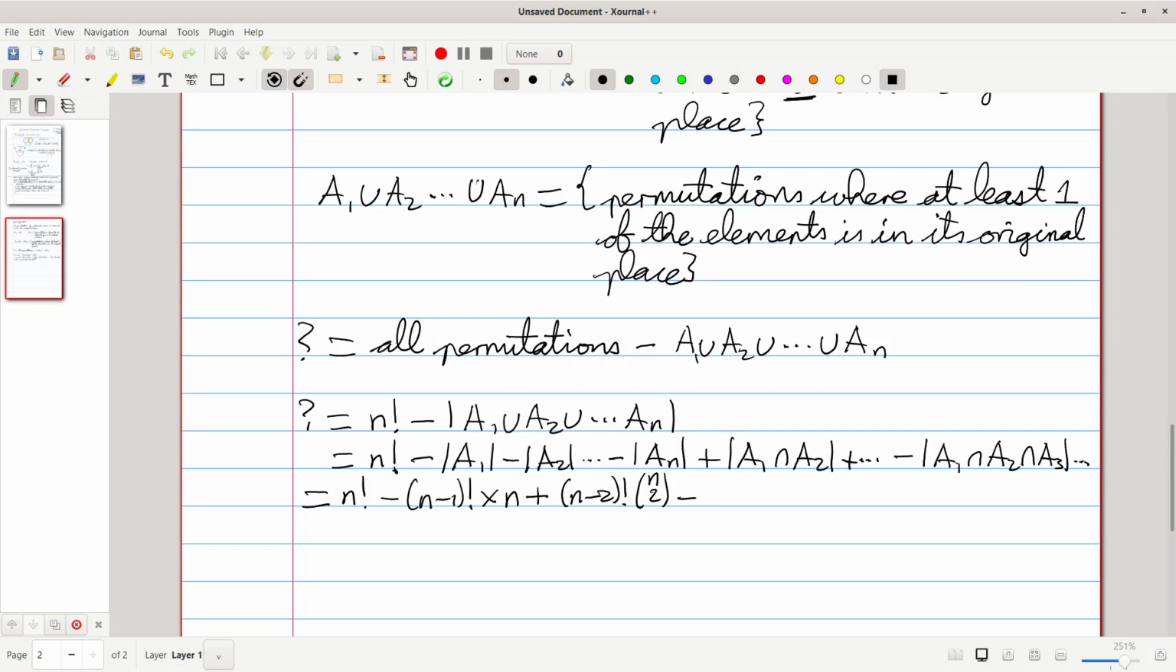The same pattern continues for 3 elements at a time. It's n minus 3 factorial times n choose 3. And then pluses and minuses alternate in that way. And the last term would then be plus negative 1 to the n, minus n factorial times n choose n.